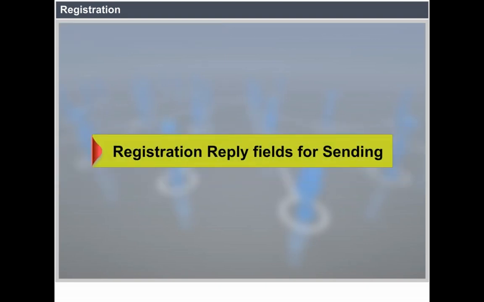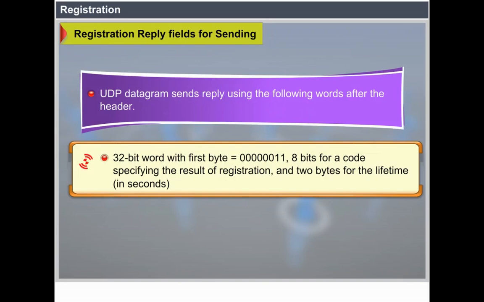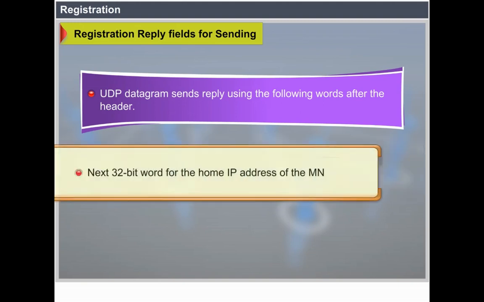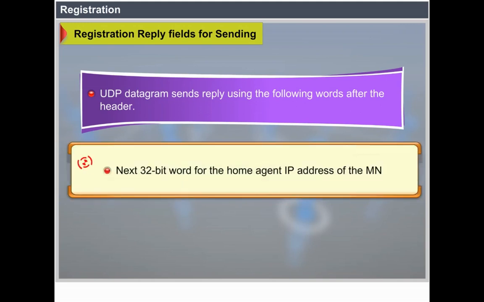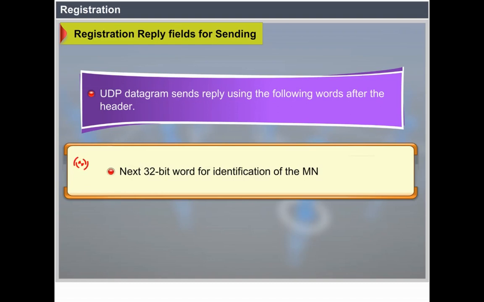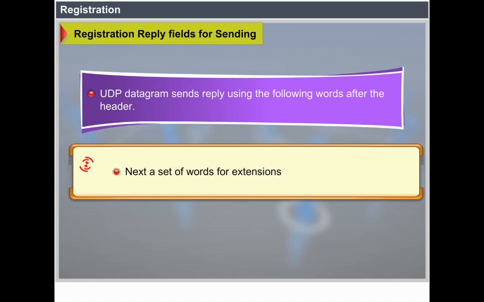Registration reply fields for sending. The UDP datagram sends the reply using the following words after the header. A 32-bit word with the first byte 00000011, 8 bits for a code specifying the result of registration, and 2 bytes for the lifetime in seconds. Next 32-bit word for the home IP address of the MN. Next 32-bit word for the home agent IP address of the MN. Next 32-bit word for identification of the MN. Next, a set of words for extensions.